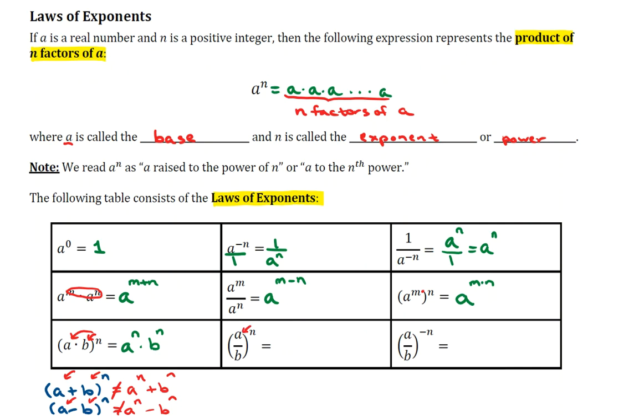So if you have a fraction being raised to a power, you can go ahead and distribute the exponent to the numerator, so a to the n, and also the denominator to get b to the n.